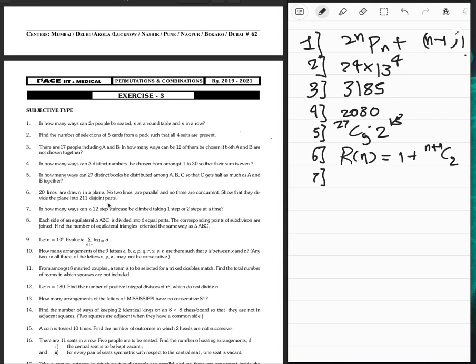How many ways can a 12-step staircase be climbed? This is actually a nice thing. It's involving the Fibonacci sequence. The funny thing is I'm doing this because I want to get practice, but I've already solved these kinds of questions. So this is not giving me that much practice as it gave the first time I solved it. Well, but anyway, let's solve this.